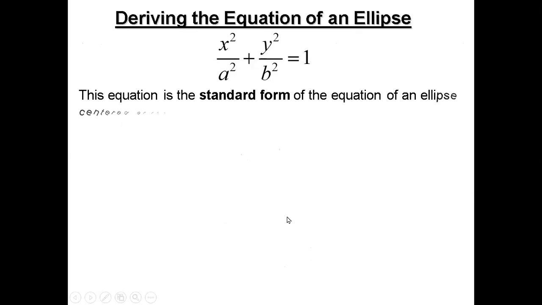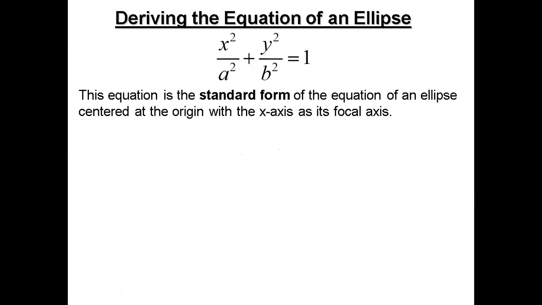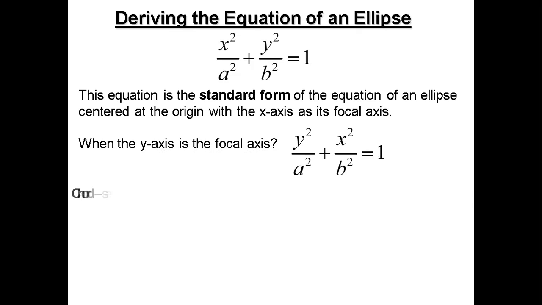Then this equation is the standard form of the equation of an ellipse centered at the origin with the x-axis as its focal axis. When the y-axis is the focal axis, how are we going to determine? It's very easy, by observing the form of the standard equation. If a squared is located in the denominator of y squared, then we can say that the focal axis is located on the y-axis.